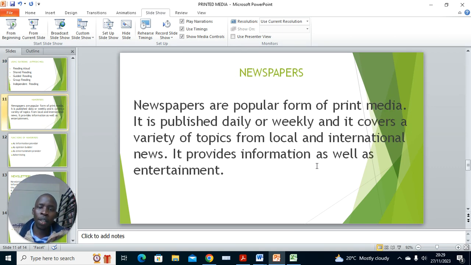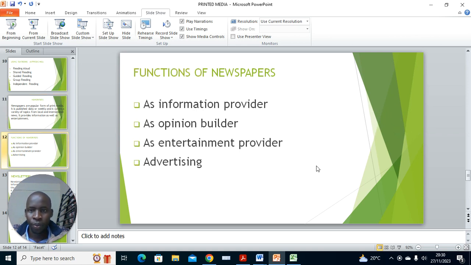Newspapers are another print media. We have talked about textbooks. Now, newspapers are a popular form of print media. It is published daily or weekly, and it covers a variety of topics from local and international news. It provides information as well as entertainment.